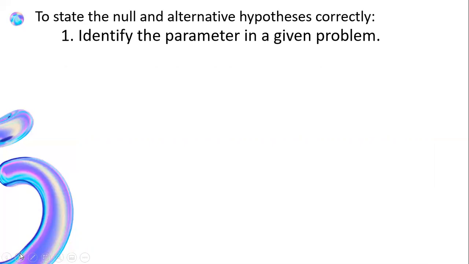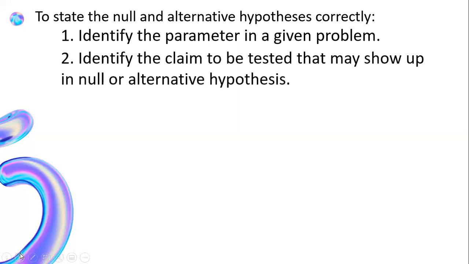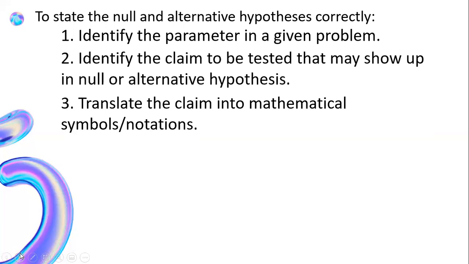Okay, so these are the steps by which you can state your null and alternative hypothesis. First, you need to identify the parameter. What are the values given? Is it from the population, from the sample, or whatever? And from that, you may identify the claim to be tested that may show up in null or alternative hypothesis. And with that claim, you need to translate it into mathematical symbols. So aside from stating it in words, you need to state that also in symbols.